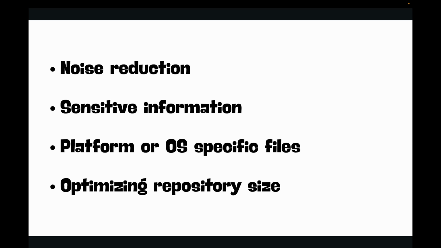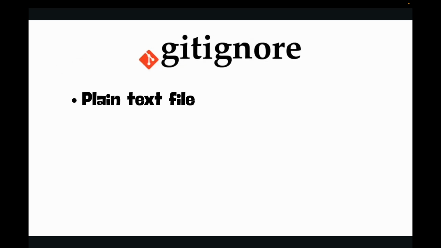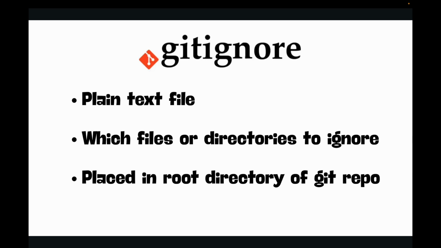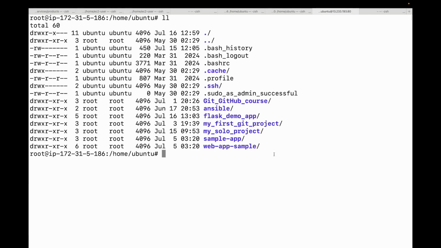So let's talk about how you can create and configure this .gitignore file. It's a plain text file that tells Git which files or directories to ignore. It's usually placed in the root directory of your Git repository. Let's work with my solo project. Let me go to that project here. So I'm in my folder over here.